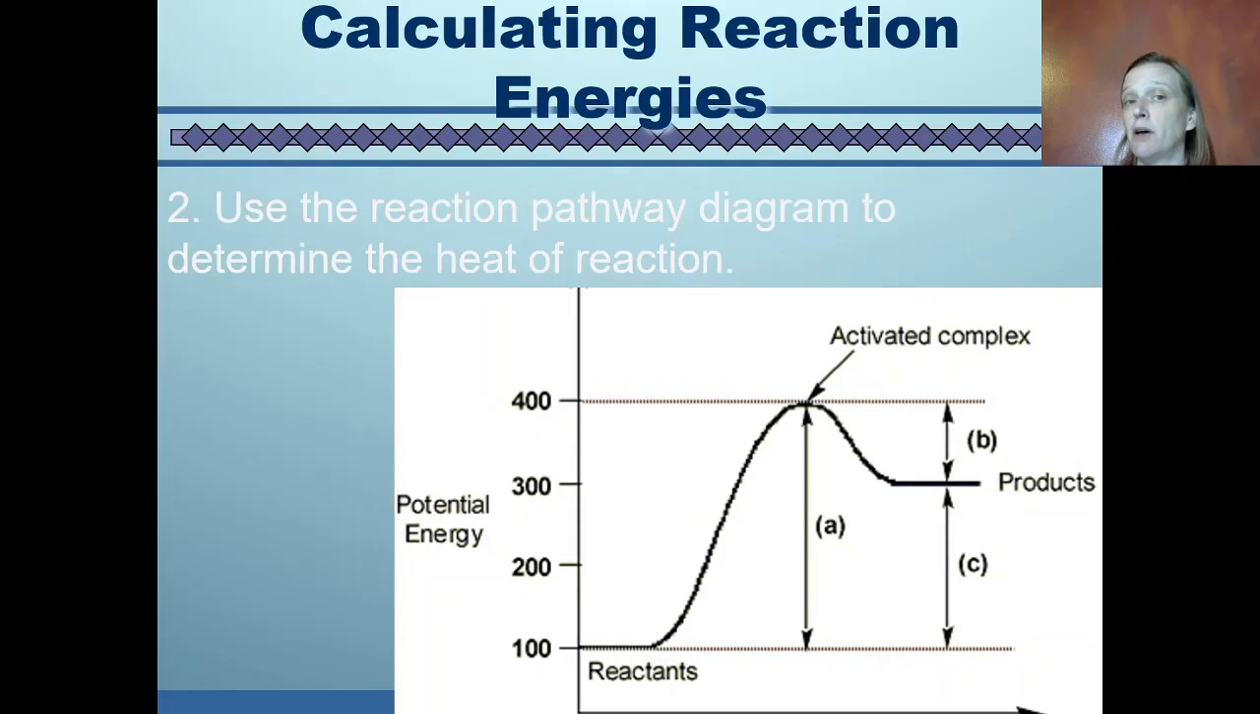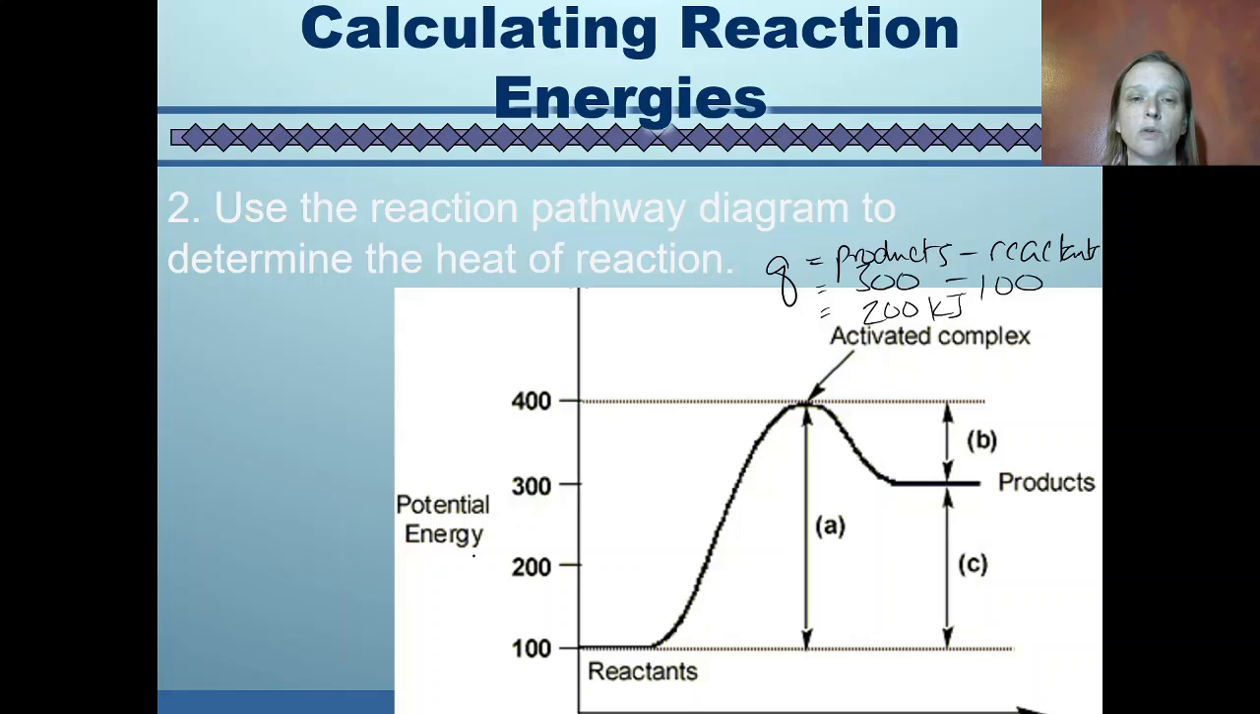Question 2. Again, pause the video while you use the reaction pathway diagram to actually calculate the heat of reaction. Calculate Q. Q is calculated by doing the products minus the reactants in terms of their potential energy. And so my value of the products is 300. My value for the reactants is 100. And therefore my Q value is positive 200 kilojoules. I guess the units aren't listed here. We'll pretend they're kilojoules.